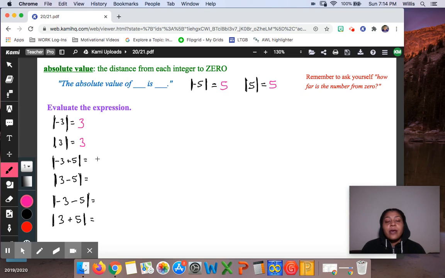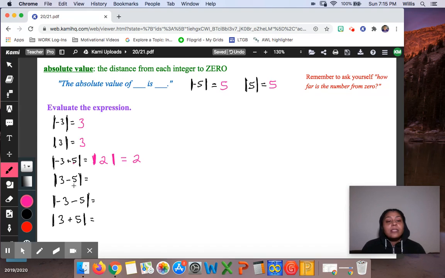So what do I mean by that? Well, we have inside -3 plus 5. So what we're going to do is rewrite the absolute value symbols, okay? And I wrote them a little closer because whatever this number is after evaluating will go inside. So what's -3 plus 5? Well, that gives us 2. And then we can go ahead and now take the absolute value of 2, which is 2.